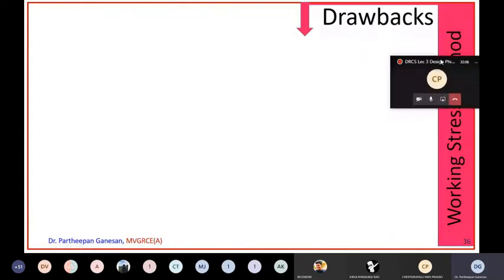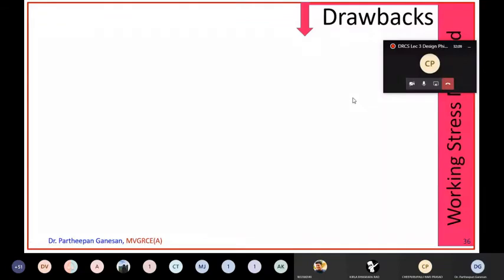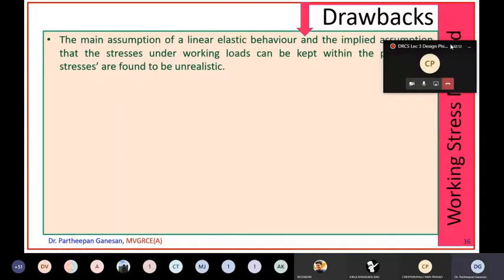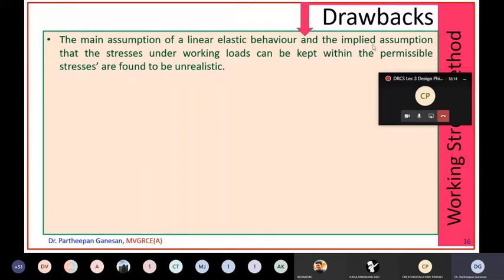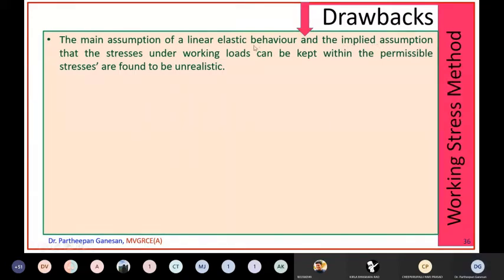Now, as there are some advantages, there are some drawbacks also. What are the drawbacks of working stress method? The main assumption of linear elastic behavior, and the implied assumption that the stresses under working loads can be kept within the permissible stresses, are found to be unrealistic. Actually, it is very difficult for any material to behave in a linearly elastic manner. It will always behave in a non-linear manner, not fully elastic, sometimes elastic, plastic and so on. So this assumption is unrealistic.